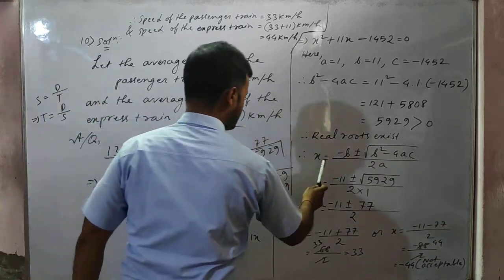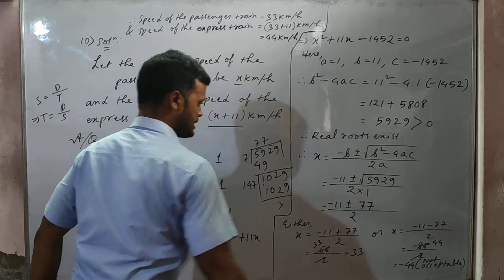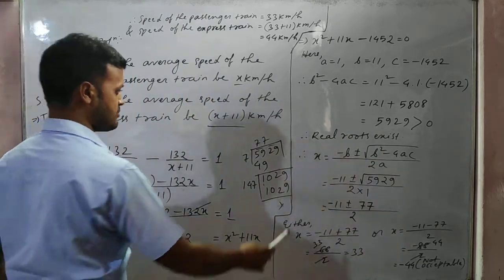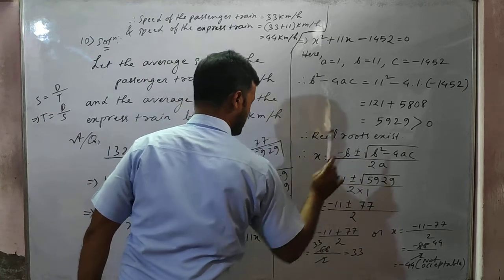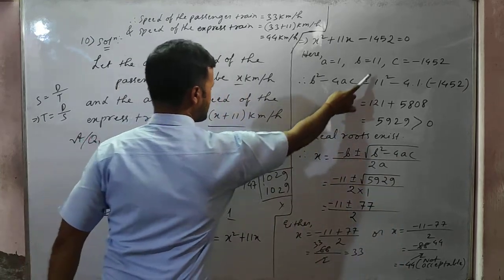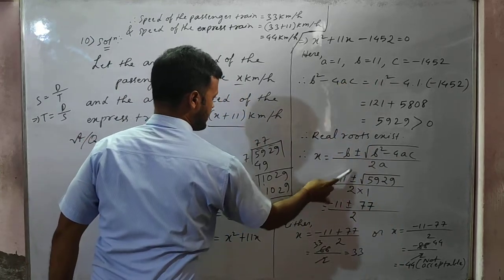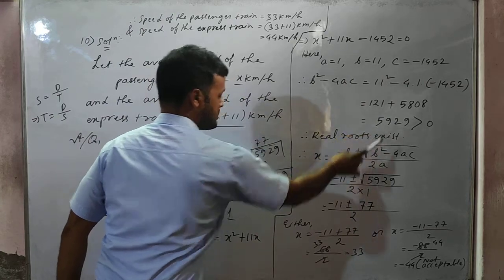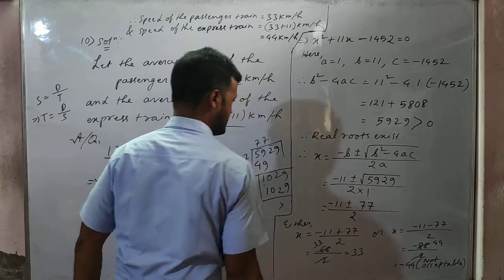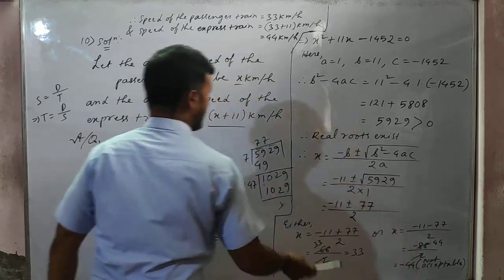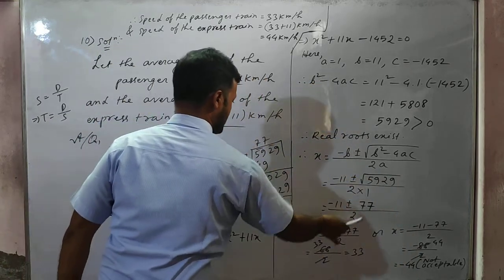So if real roots exist, then we will find the roots. Therefore x is equal to, let us use the quadratic formula, very easy for us. Minus b plus minus root over b square minus 4ac by twice a. What is the value of b, students? The value of b is 11. Put here 11 plus minus. What is the value of b square minus 4ac? 5929. So root over 5929. And 2a. What is the value of a? 1. So 2 into 1, you write 2.